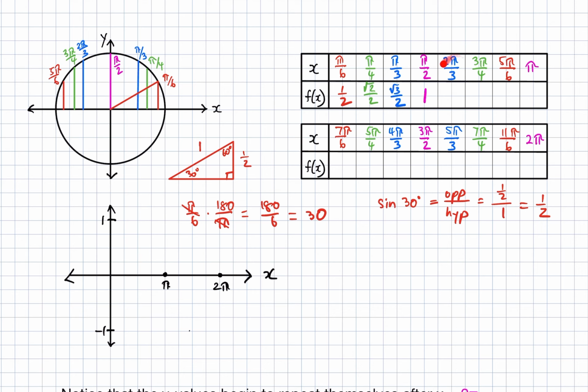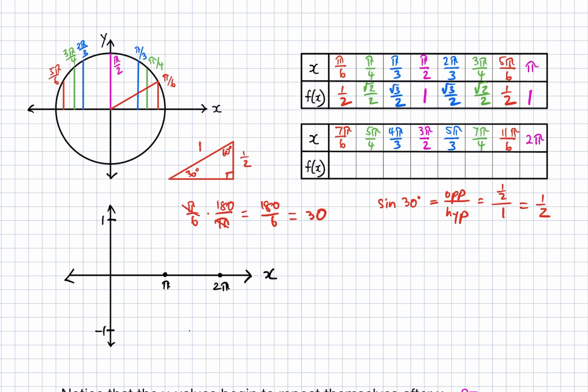which means the sine of 2 pi over 3 is just going to be square root of 3 over 2. The sine of 3 pi over 4 is going to be square root of 2 over 2. The sine of 5 pi over 6 is going to be 1/2. And then the sine of pi is going to be 1.